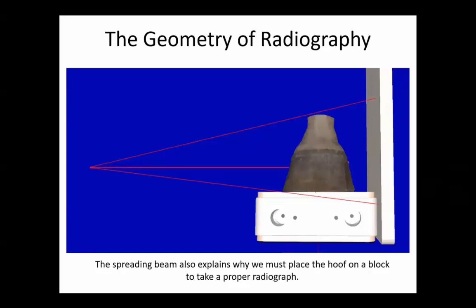And here I've added the central beam. And I think most veterinarians are taught in vet school that you aim the central beam about at the height of the navicular bone. So that is, you use a block which is the right height given your generator to get this accomplished. But we'll talk about that later, about where the central beam should be aimed.